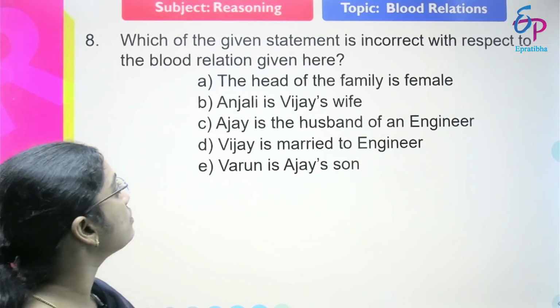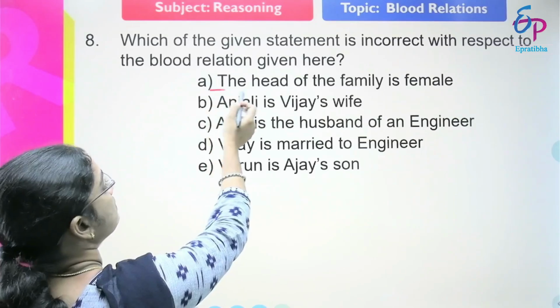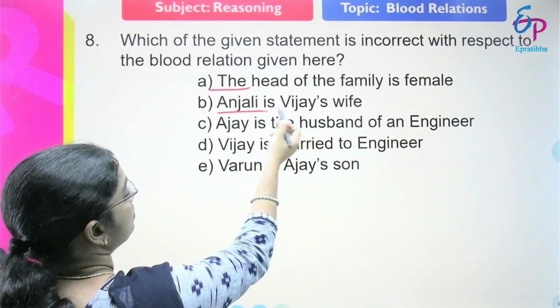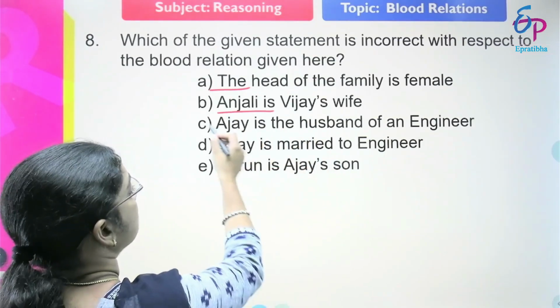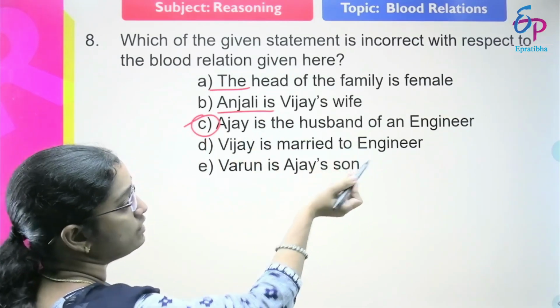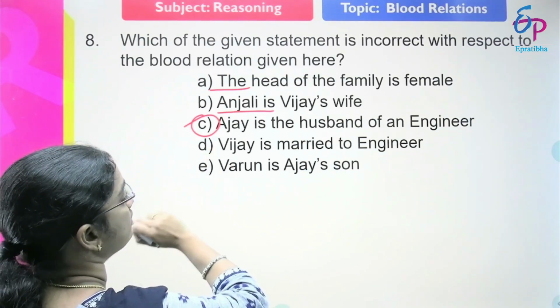Our first option, the head of the family is a female, that is definite information. That means that is not the correct answer, right? Then Anjali is Vijay's wife. Yes, that is also a true statement. Ajay is the husband of engineer. Yes, this is the different one, right? Ajay is the husband of scientist, friends, but here they mention engineer. Yes, maybe that is the correct answer, right?